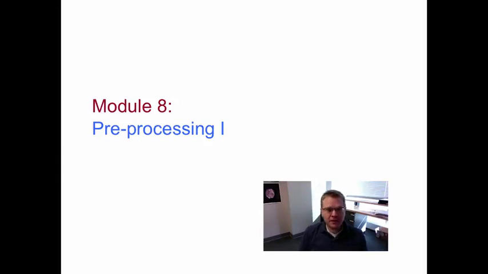Hi, so far we've been talking about the acquisition and reconstruction of fMRI data. We talked a little bit about experimental design last time, and now we're going to move into pre-processing. So we're going to talk about pre-processing for a couple of modules before moving on to statistical analysis.